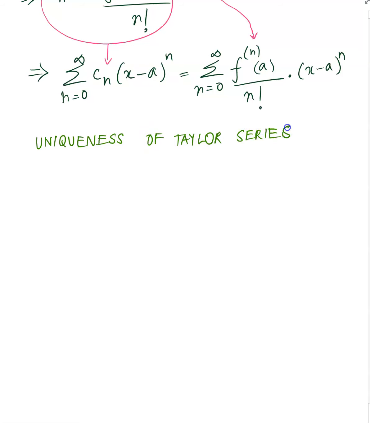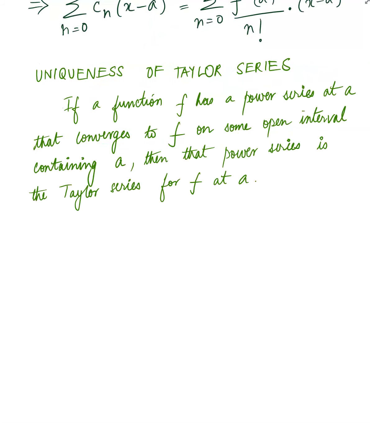Well, the uniqueness says if f has a power series at a that converges to f on some open interval that contains a, then that power series is a Taylor series for f at a. Okay? So that's what this uniqueness of Taylor series says. If a function f has a power series that converges to f on some open interval, then that power series is the Taylor series at a. And if it was at 0, then the Taylor series becomes the Maclaurin series.